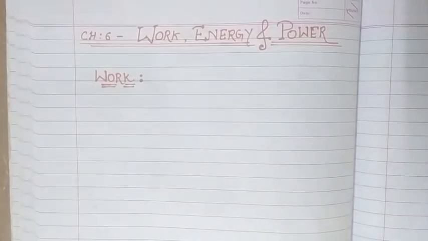Hello students, we are going to start chapter number 6, that is work, energy and power today. And as the title of the chapter already suggests, we are going to start with the first term, that is work. So what is work and when is the work said to be done? When we say that work is done by the body, for that we have to consider a body and a force is acting on that such that the body moves through some distance in the direction of that force, then we say that work is done by the body or work is said to be done.